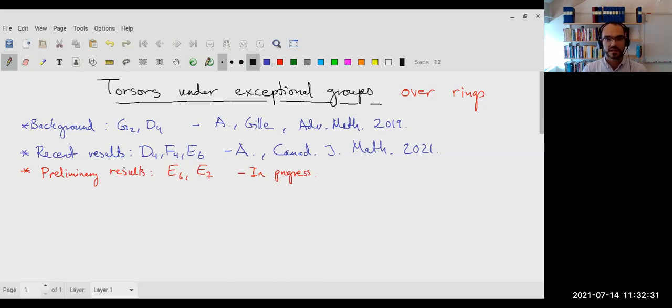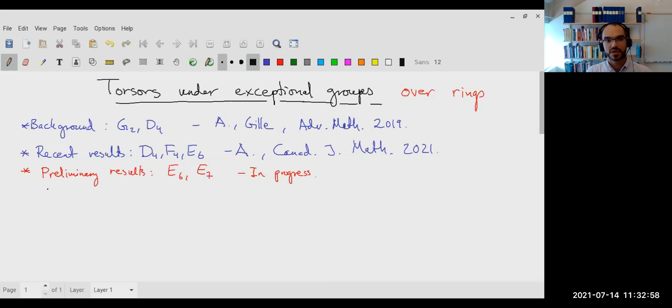Then after that, I had some results on Albert algebras. So moving to the next step, where we want to understand groups of type D4, F4, and E6. I've talked about the D4, F4 part on some occasion, but not so much the E6 part. So that's where I plan to focus today. This paper recently appeared in the Canadian Journal of Mathematics.